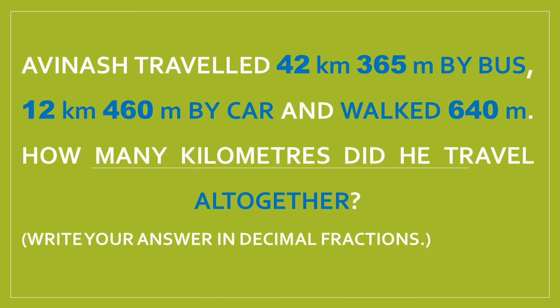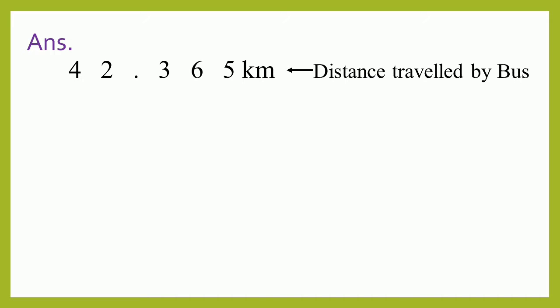Now let's solve this sum. Avinash travelled 42 km 365 meter by bus and 12 km 460 meter by car and walked 640 meter. So how many kilometers did he travel altogether? Write your answer in decimal fractions. Now let us solve this sum.